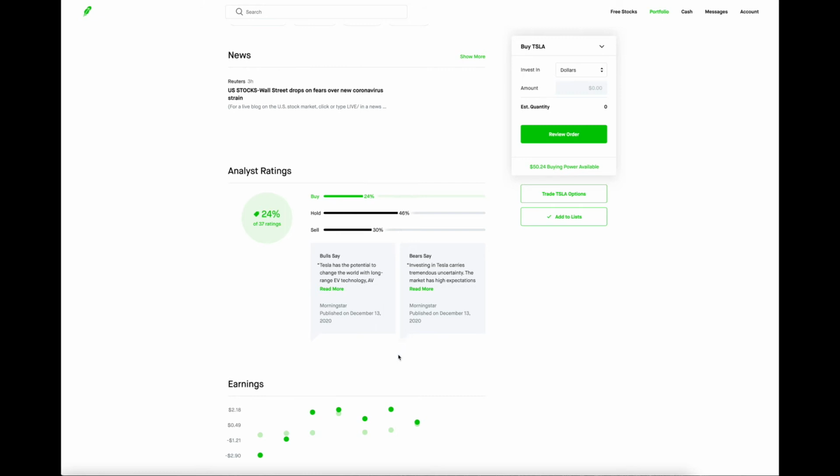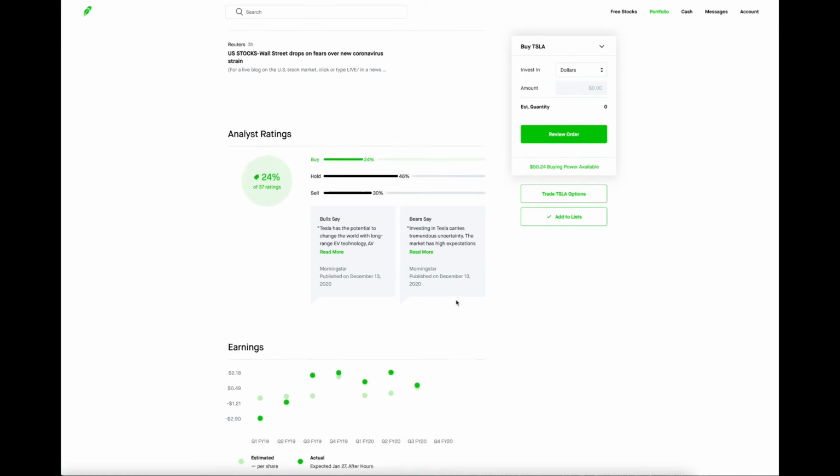It also gives you some information from Morningstar about what the bulls say and why they're big on Tesla or any particular stock you're looking at too, and what the bears say in terms of things that could impact the price negatively and why they don't think that it's necessarily a good buy right now. And then scrolling further down, again, you'll see some earnings.